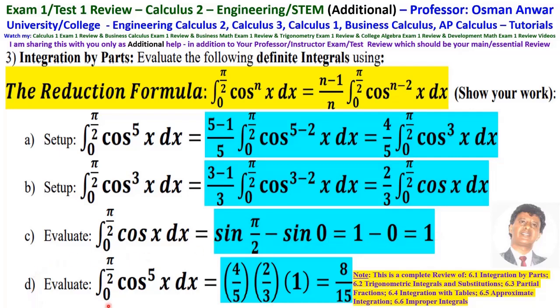Then the integration of the whole thing, from 0 to pi over 2 of cosine to the 5 x dx, is equal to 4 over 5 times 2 over 3 times the integration of cosine x dx from 0 to pi over 2, which is 1. Then this is 4 over 5 times 2 over 3 times 1, which is 8 over 15.